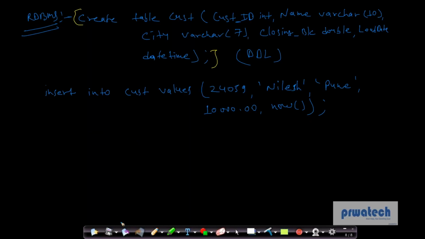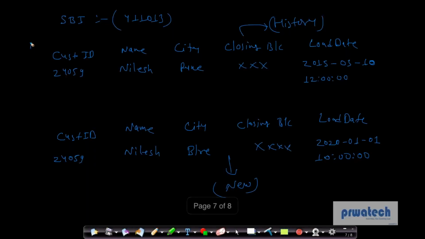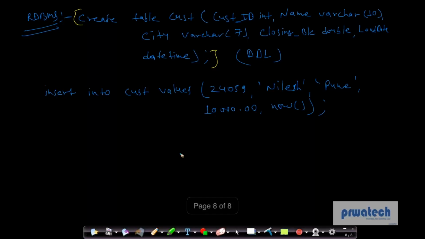Now when I run select star from table name, I can see this information. This is the first one. This is second. Then since I have requested my bank that I want to update it, I will run an update query. I'll say update. This is my first DML, data manipulation language. This is my second DML. Update table name, which is my cust.